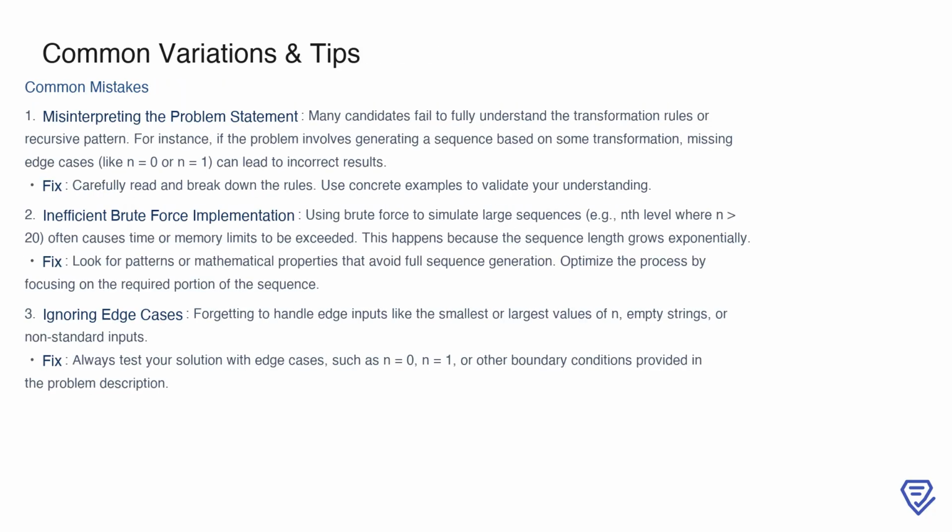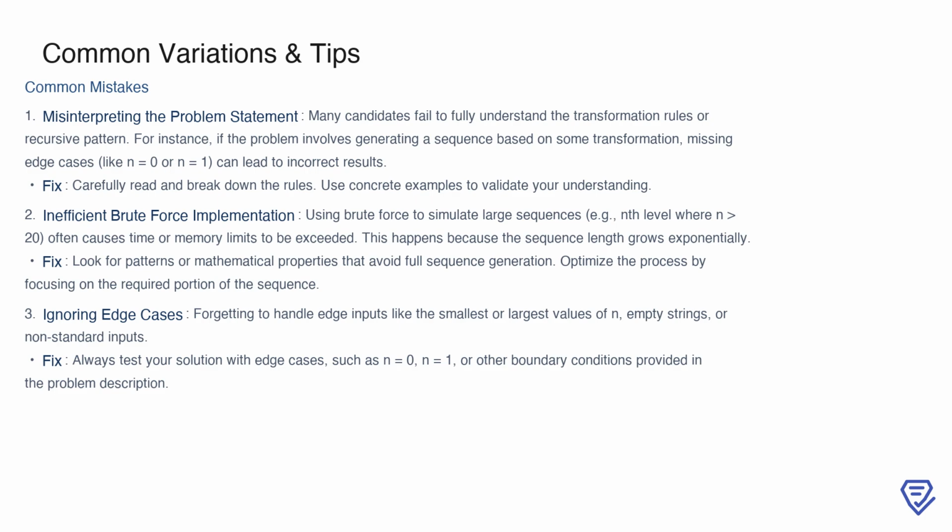When tackling this problem, there are 3 common mistakes to watch out for. First, many people misinterpret the problem statement, especially when it comes to understanding the transformation rules or the recursive pattern involved. This can lead to errors, particularly for edge cases like n equals 0 or n equals 1. The solution here is to carefully dissect the problem's rules and use concrete examples to verify your understanding.